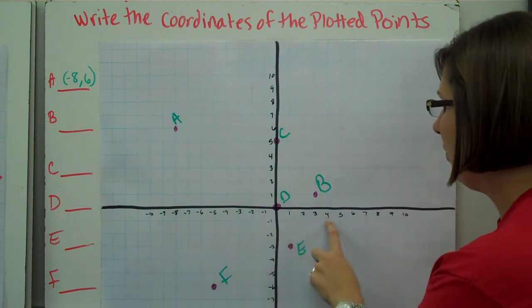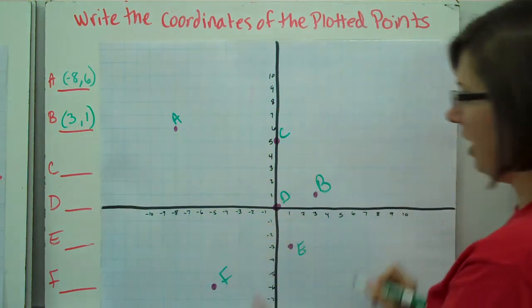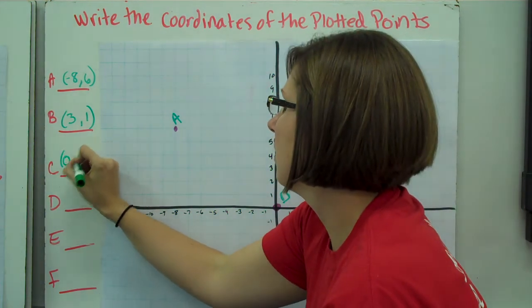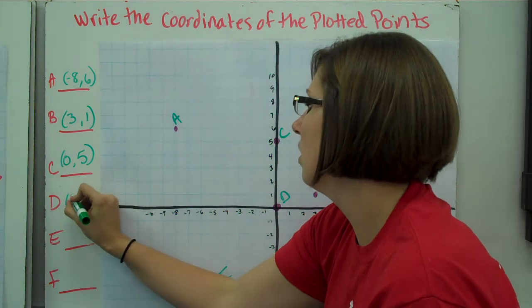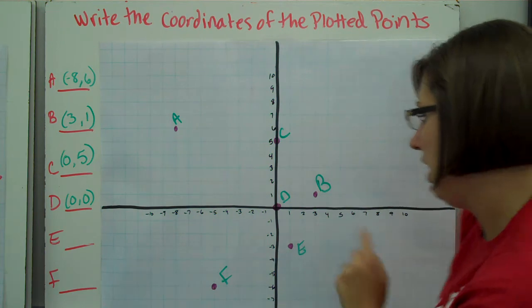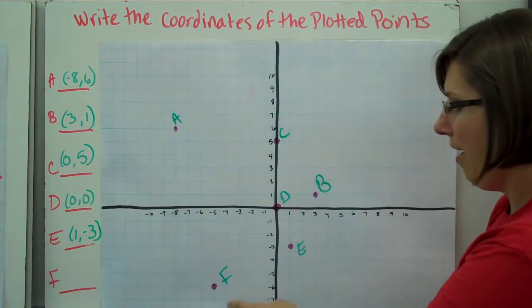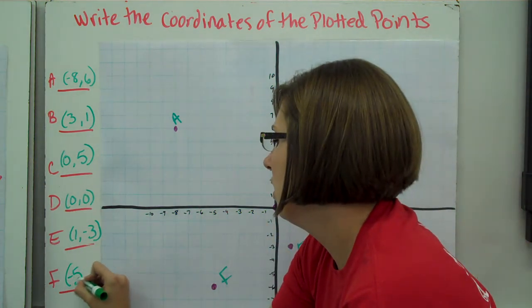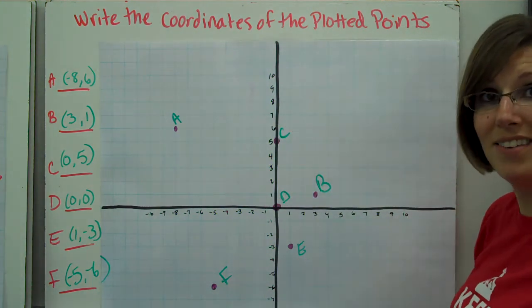So B is (3, 1). C is (0, 5). D is right in the middle, that's the origin, (0, 0). E is (+1, -3). F is (-5, -6). Did you get all these? Hope so.